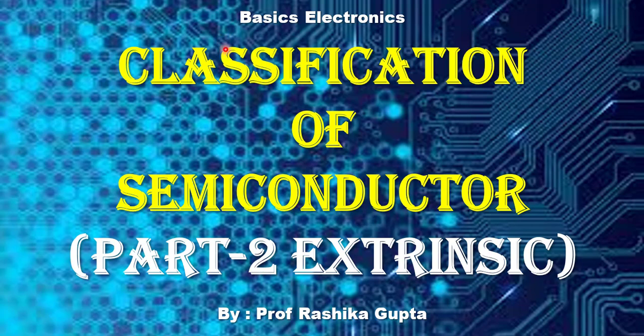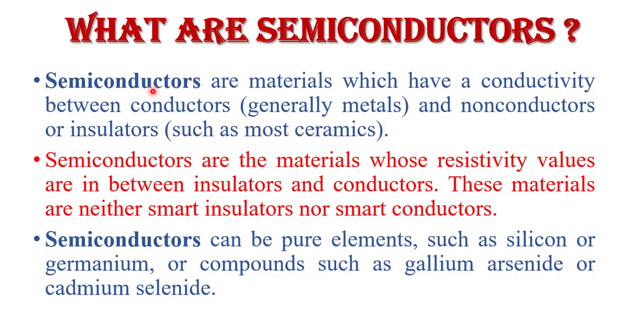In this video, I will explain classification of semiconductor part 2, that is extrinsic semiconductor. Before I discuss extrinsic semiconductor, here I explain in brief semiconductors. So what is a semiconductor? Semiconductors are those materials whose conductivity lies between conductor and insulator. Or we can say that semiconductors are materials whose resistive value is between insulator and conductor.